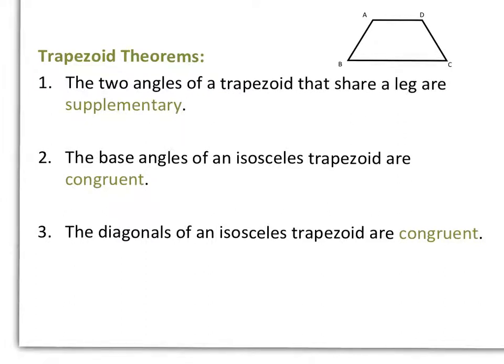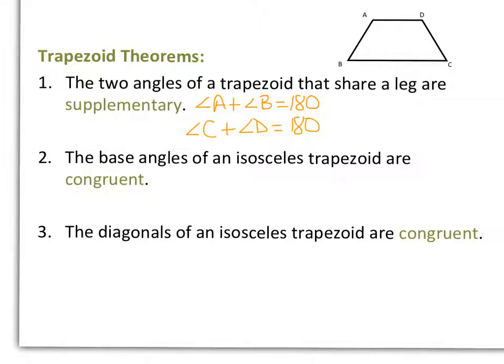There are three trapezoid theorems. The first one says the two angles of a trapezoid that share a leg are supplementary. So if we look at our trapezoid up above, ABCD, that means that angle A plus angle B would equal 180, and angle C plus angle D would equal 180.